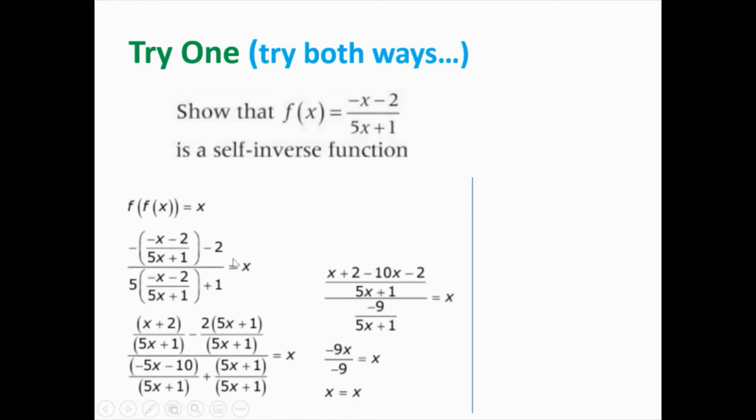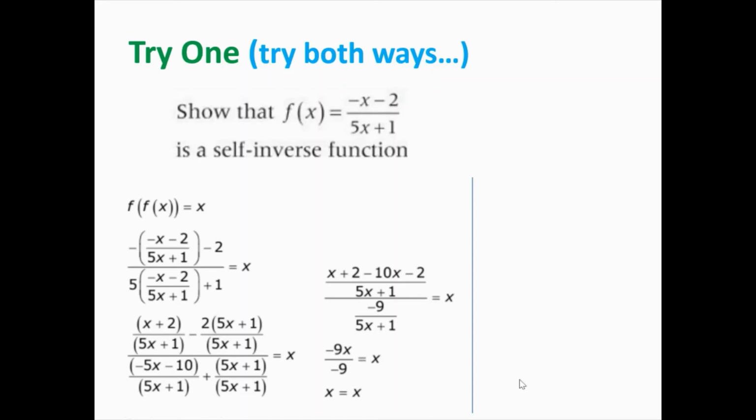Okay, here's the algebraic proof approach. Notice this whole function has been composed with itself. So this x and this x have been replaced by the whole function. And then all the algebra begins, right? You have plus 1 here. So they're being gentle on you since they have a plus 1.